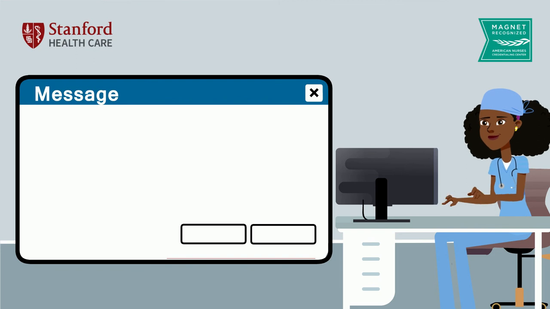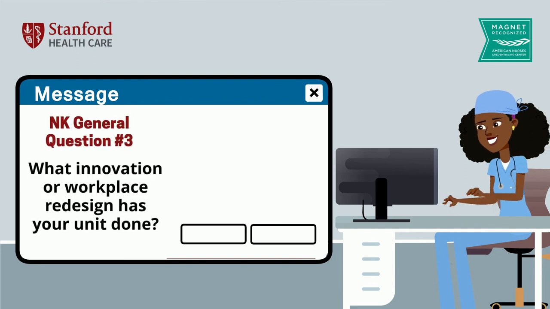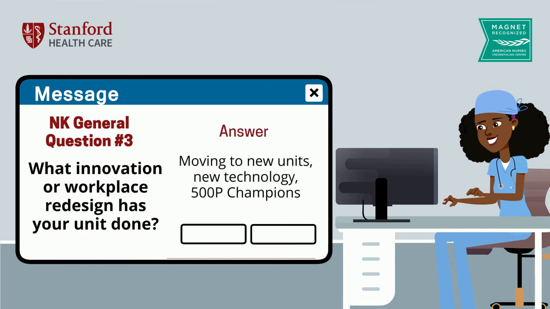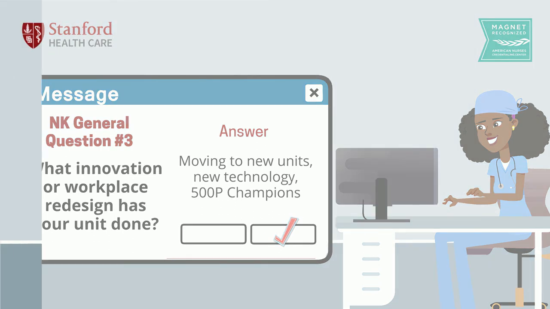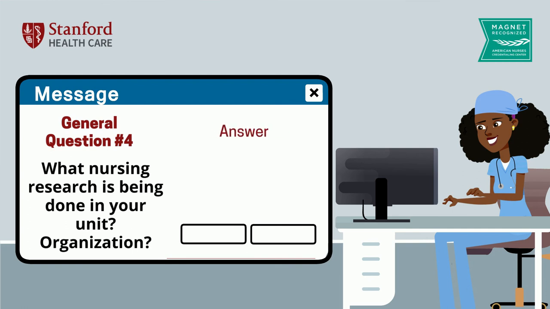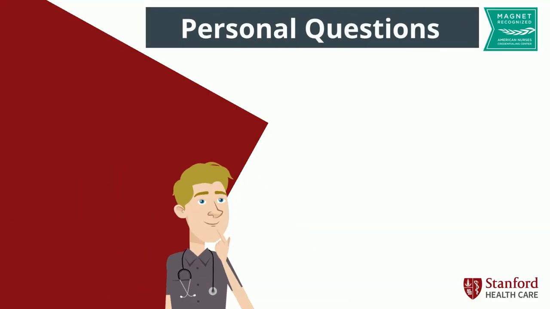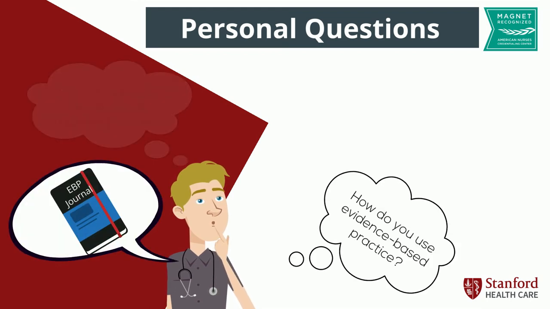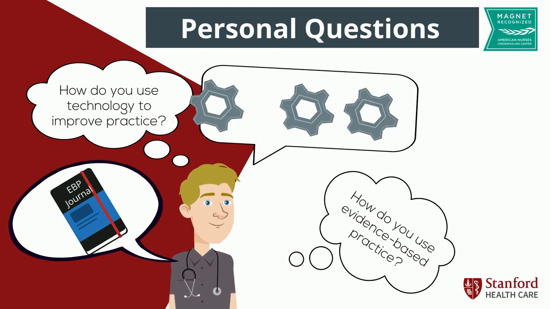What innovation or workplace redesign has your unit done? Some examples are moving to the new units for 500P or 300P with new technology, and our 500P champions who helped redesign the PAR carts and medication alcoves. What nursing research is being done on your unit or within the organization? A couple of examples are the LEAF system and the COVID clinical trials. New knowledge, innovation, and improvement personal questions. How do you use evidence-based practice, and how do you use technology to improve practice?